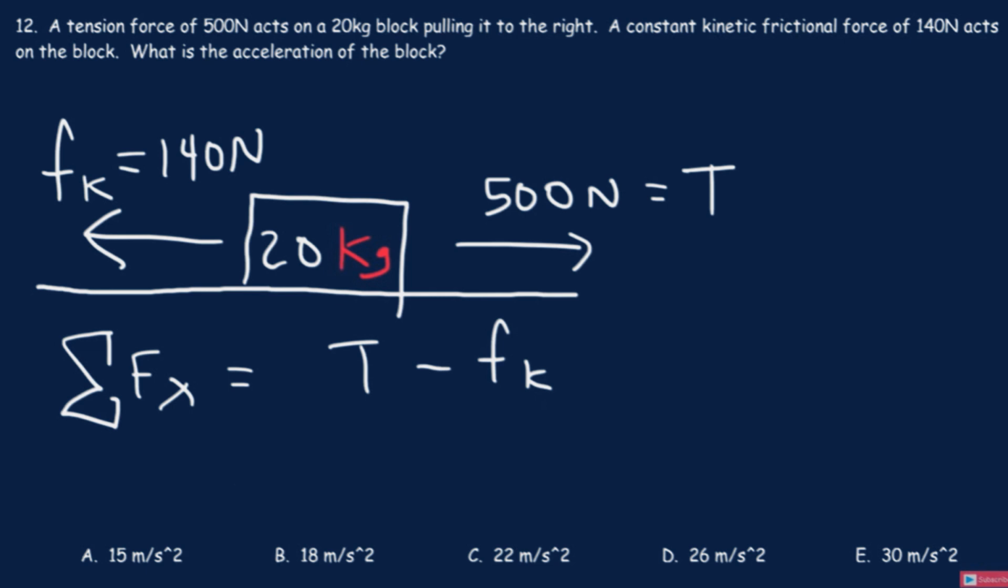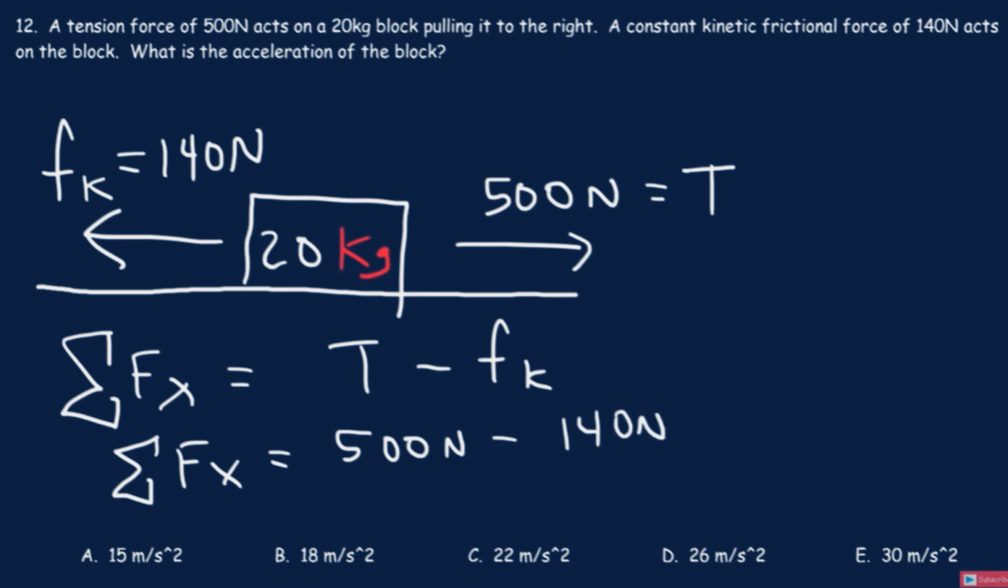So the net force in the x direction is going to be the tension force, which is 500 newtons, minus the kinetic friction, which is 140 newtons. So therefore, the net force is 360 newtons. Now, based on Newton's second law, the net force is mass times acceleration, and the mass is 20.